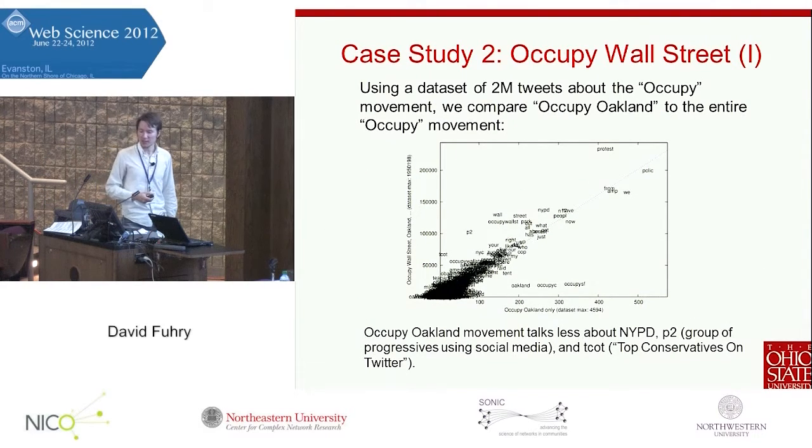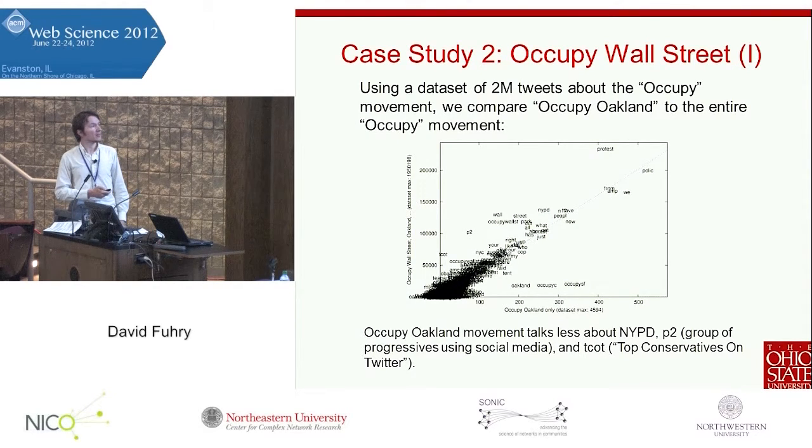For a second case study, we looked at some Occupy Wall Street data, about 2 million tweets taken during November 2011 throughout the month. For this, we look at Occupy Oakland members. Oakland's one city in California. And as opposed to, on the y-axis, we show the broader community of everybody related to the Occupy movement.